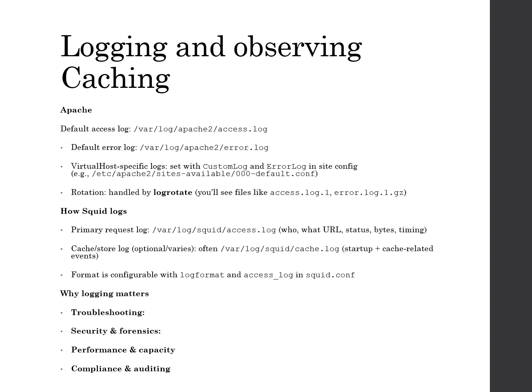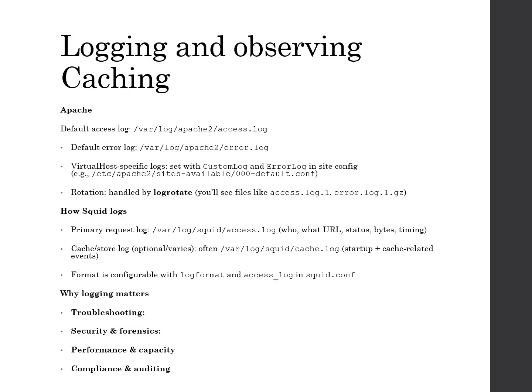And this brings us to the idea of logging and observing caching, as well as observing architecture as a whole. So we haven't talked about security too much besides encrypting traffic. Logs are really useful in a lot of ways. Now, in Apache, your default access logs are going to be stored in var/log/apache2/access.log. And actually, a lot of your logs for your system overall are going to be in var/log.